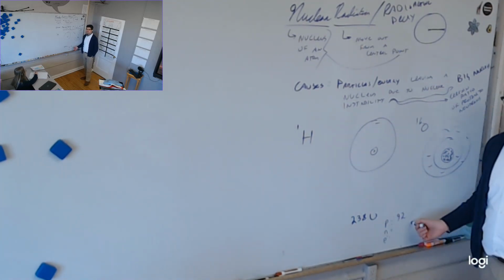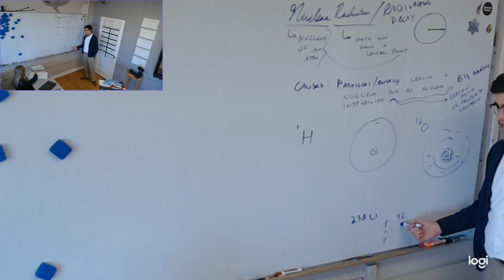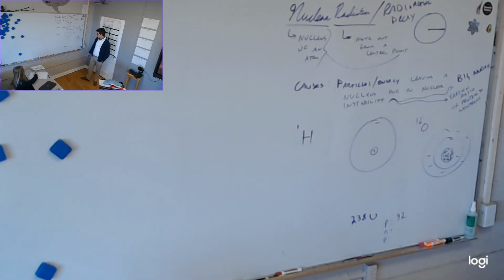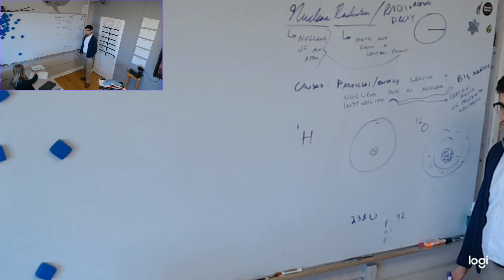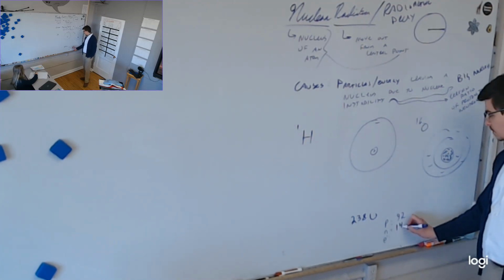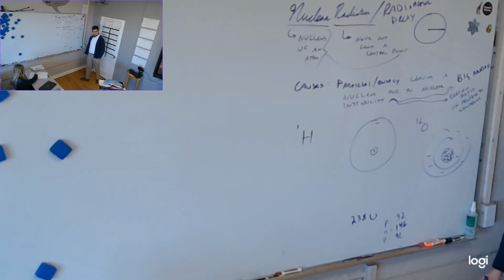the atomic number. The atomic number is the number of protons. Every atom in the universe that has 92 protons is uranium, and every uranium atom has 92 protons. That's what defines a uranium atom. How many neutrons? 146. Number of electrons? 92.